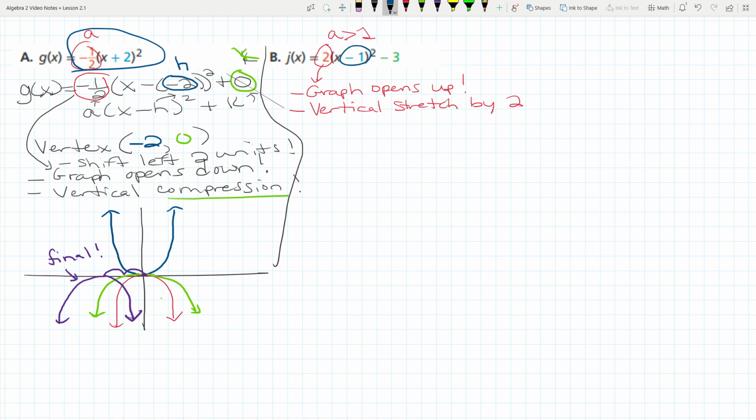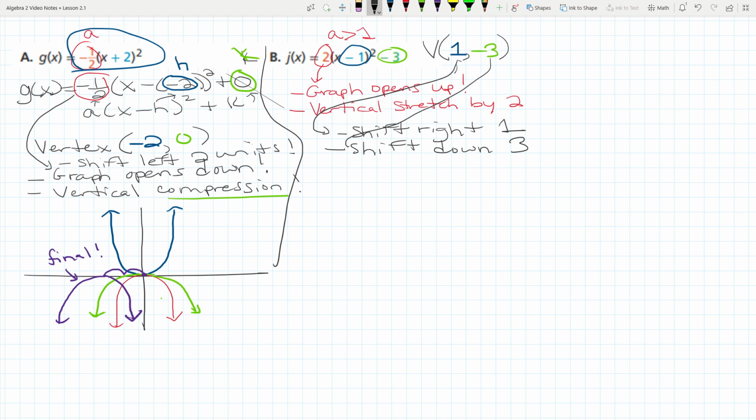All right, now for this part, this tells us our vertex. So our vertex is 1, sorry. Our vertex is 1 and negative 3. Okay, so now we got our vertex. So since it's positive 1, it's shifting right 1. And since it's negative 3, it's shifting down 3.